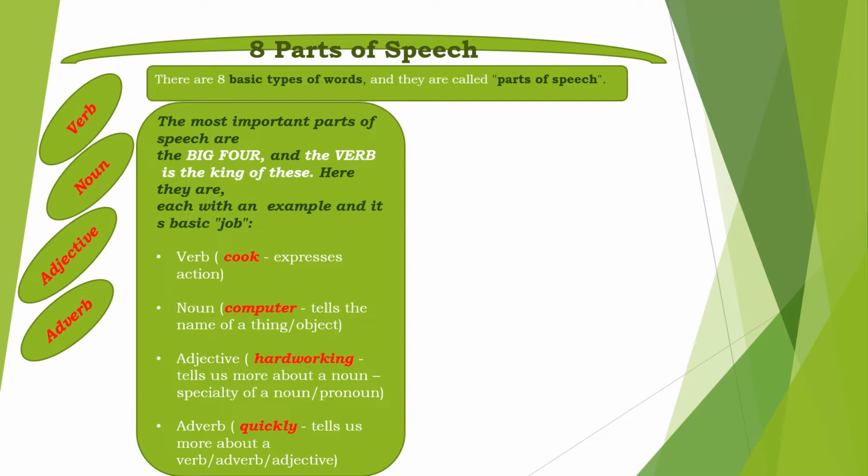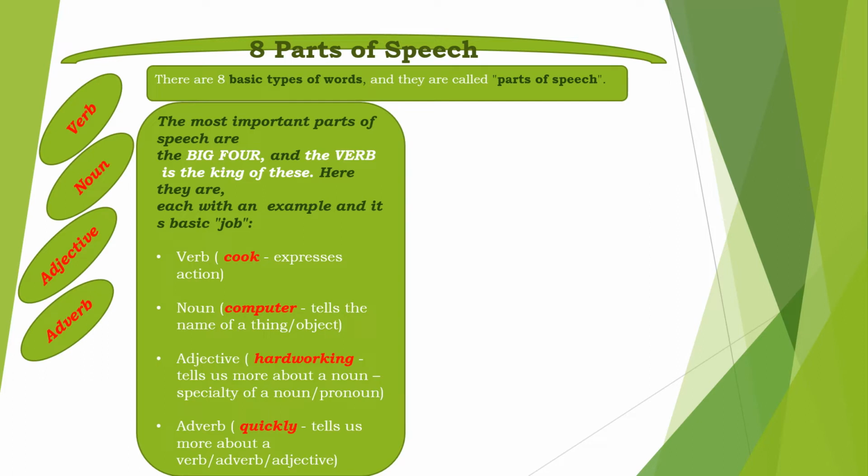Why is the verb called the king of all these 8 different parts of speech? Because in English grammar, we cannot have any sentence without a verb. It is mandatory to have a subject and a verb in a sentence to stand on its own, to have a complete meaning. Let's have a look at all these different parts of speech. I have given 4 different parts of speech with an example and their basic jobs.